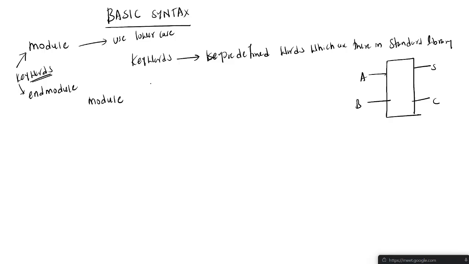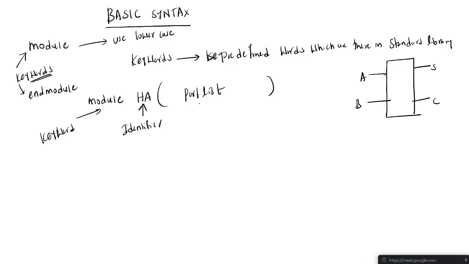So that is module, and the module name or identifier is HA, and here I need to write the port list. Module is a keyword, and HA is the identifier.